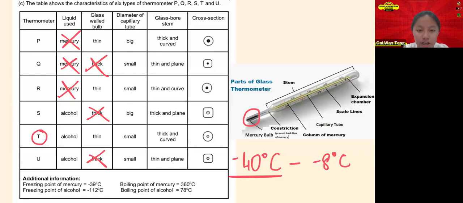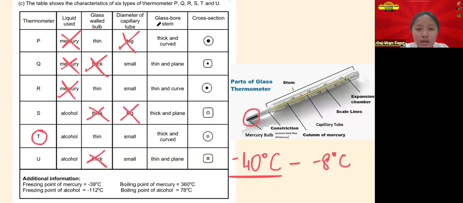produces a greater change in the length of the liquid used in the thermometer, and therefore a small change in the temperature can be detected easily. So you can know the increase or decrease in the temperature easier with a smaller diameter of the capillary tube. So you cross out the big diameter of capillary tubes.